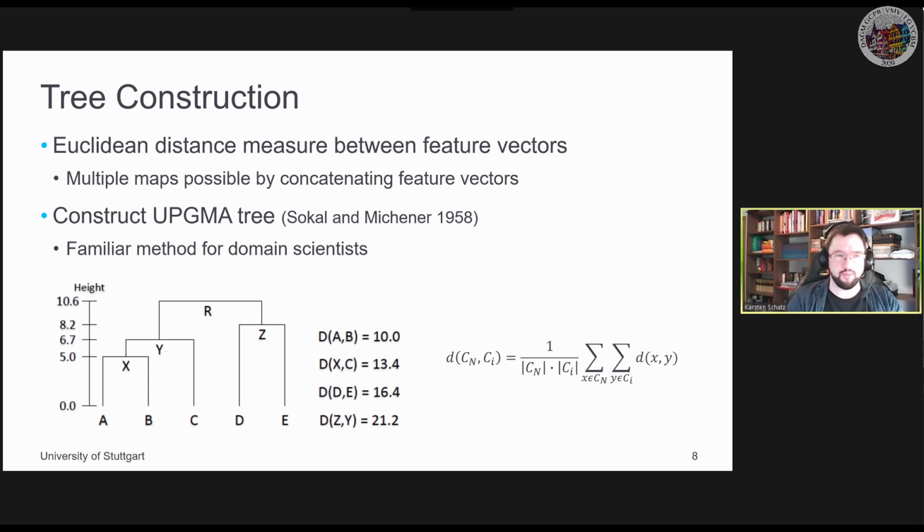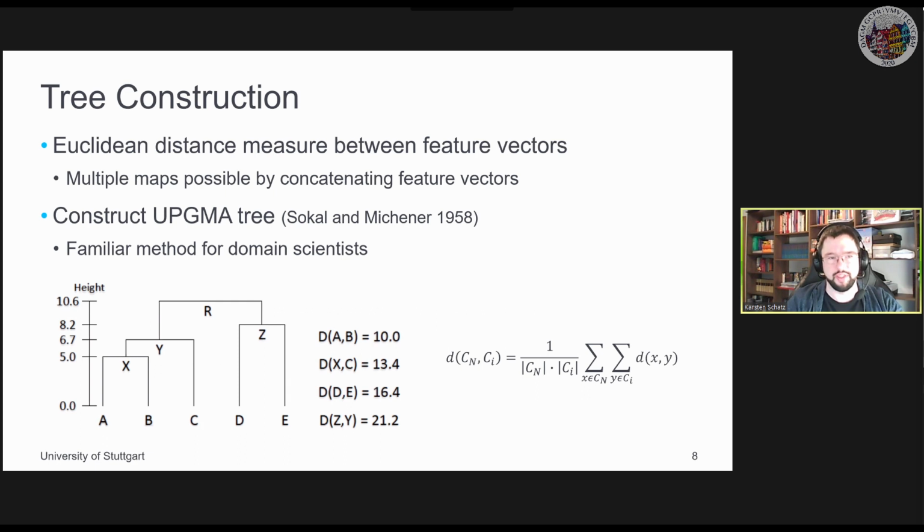Out of this, we construct a UPGMA tree, which is a hierarchical clustering. We decided to use a UPGMA tree because it's a familiar method for domain scientists. They typically use it for, let's say, ancestral studies of proteins, so they can look which proteins are related to each other and so on. It's far easier to do.